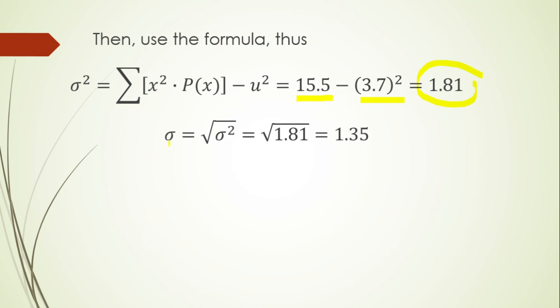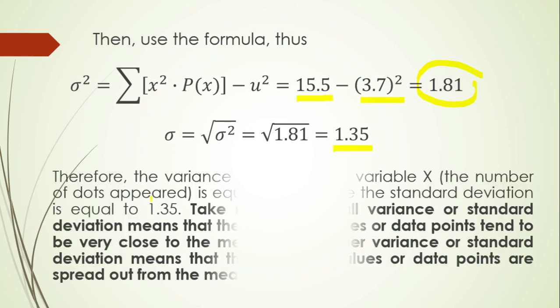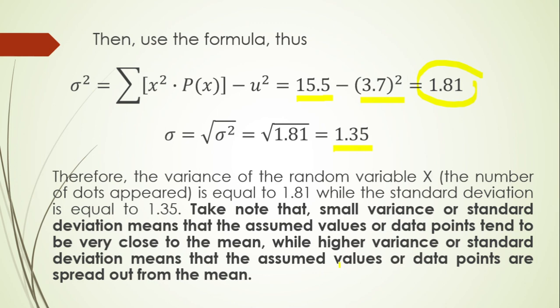Okay, so we have to get the standard deviation. The standard deviation is equal to the square root of the variance, which is 1.81. The square root of 1.81 is 1.35. So therefore, the variance of the random variable x, the number of dots that appeared, is equal to 1.81, while the standard deviation is equal to 1.35.